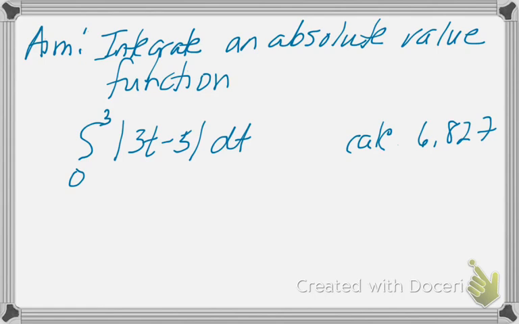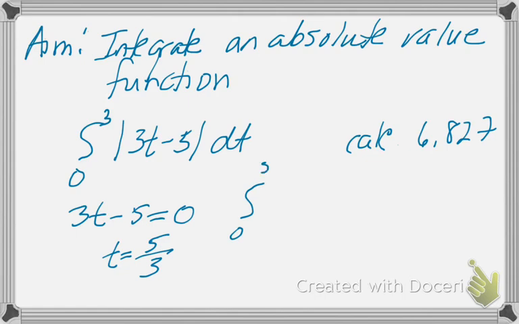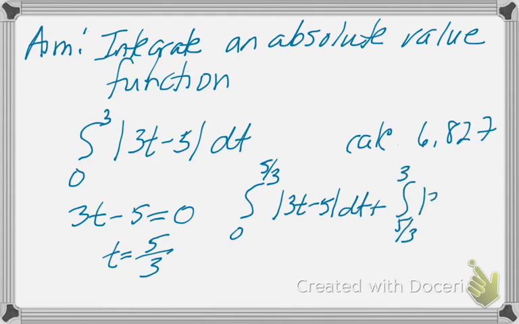Okay, so what you have to do is take what's inside the absolute value signs, set it equal to 0, and solve for t. Okay, so we're going to get that. And what we're going to do is create two separate integrals, one that goes from 0 to 5/3, and then one that goes from 5/3 to 3, because that's what our limits were, from 0 to 3. And then we have to solve each of these.